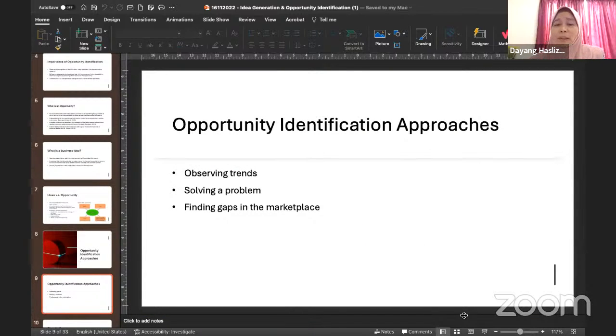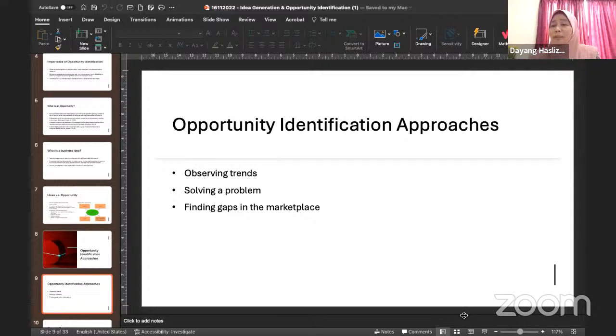Okay, so it says that opportunity identification can be approached in three ways. Number one is through observation of trends. See how the environment is doing. Okay, how are the market forces? How is the market doing? Is it going up? Is it going down? Is the economy, for example, trends, environmental trends, whatever in the business environment. Social, financial.